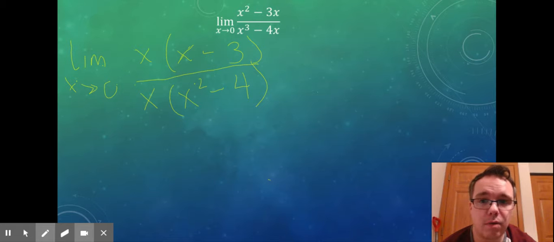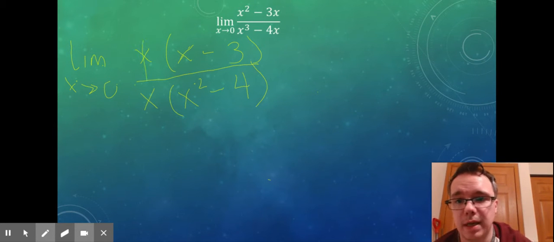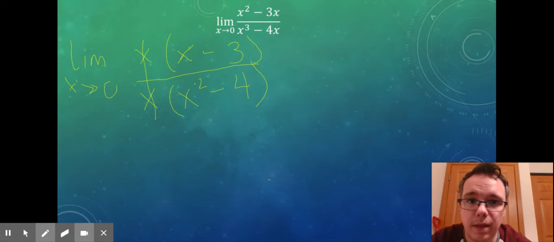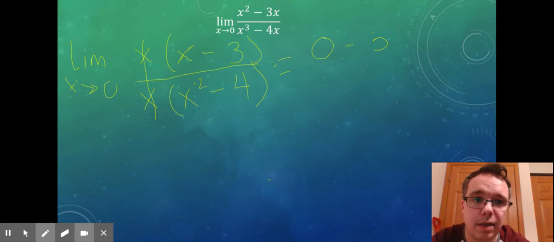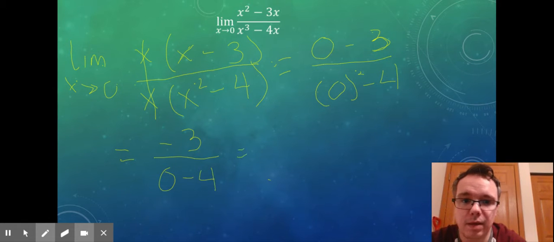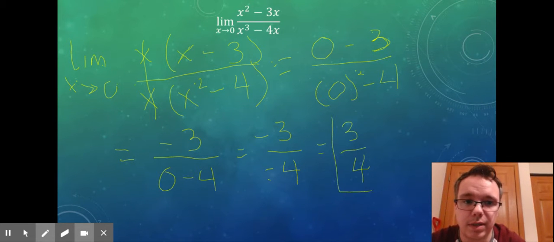All right, so if we do that, our x's cancel out, leaving us with x minus 3 over x squared minus 4. And now if we plug in 0, we're left with 0 minus 3 over 0 squared minus 4. So we'll get negative 3 on top and 0 minus 4 on the bottom. So we get negative 3 over negative 4, which is a positive 3/4 as our answer.